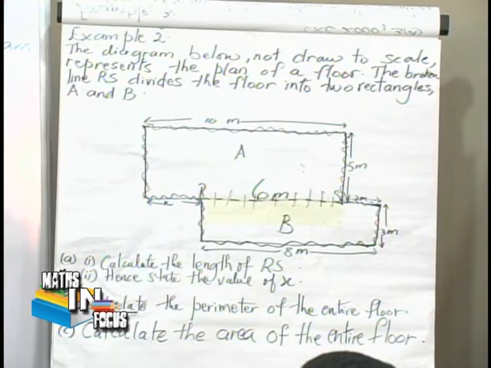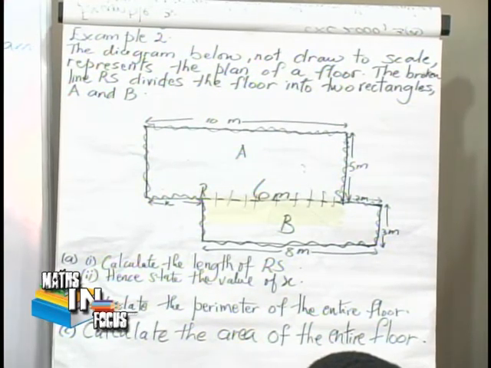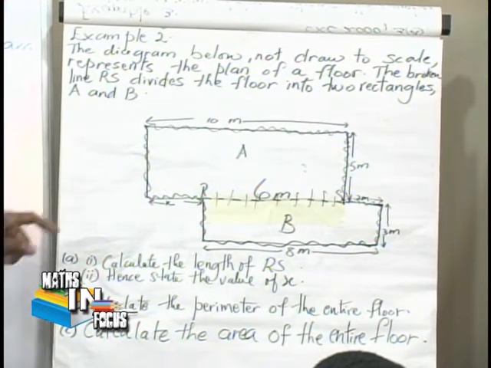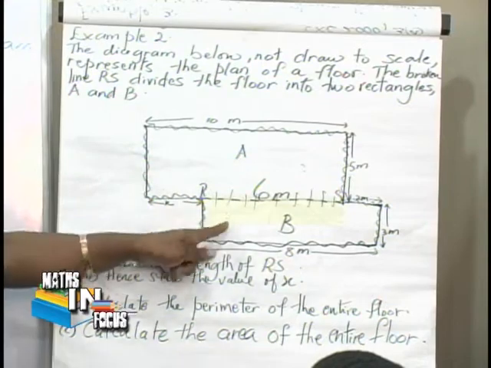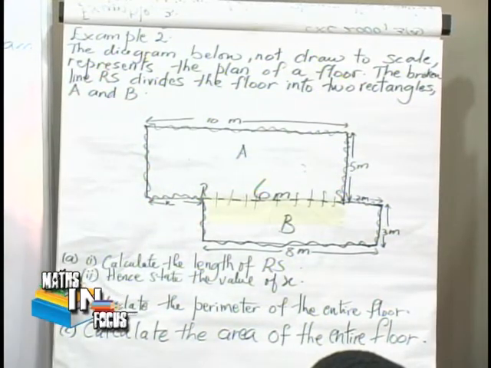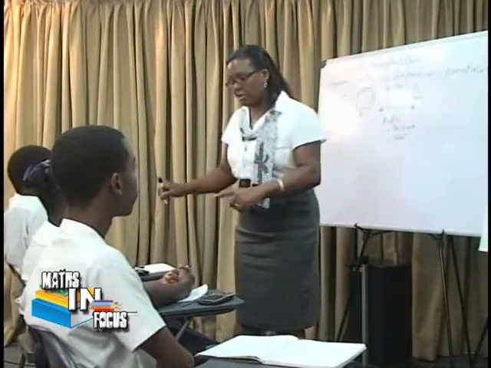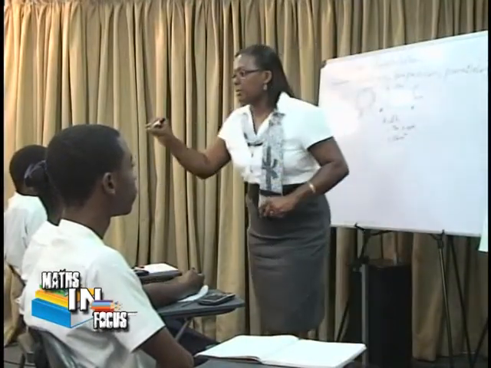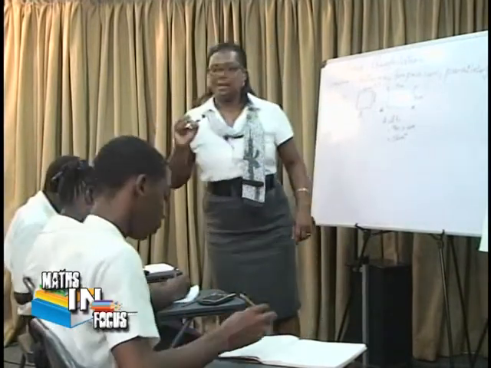So if we want to find the area of the entire floor, what should we do? I'll take Quincy with that. Find the area of each rectangle separately and then add them. So we find the area of rectangle A, find the area of rectangle B, and then we're going to find the sum of those two products. So I'll have the first 3 finding the area of rectangle A, and the second 3 finding the area of rectangle B.